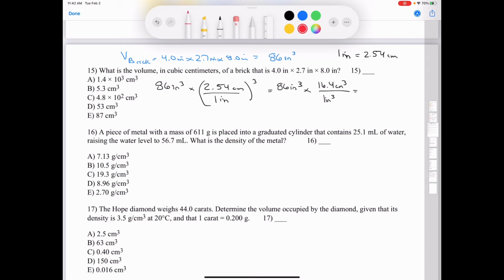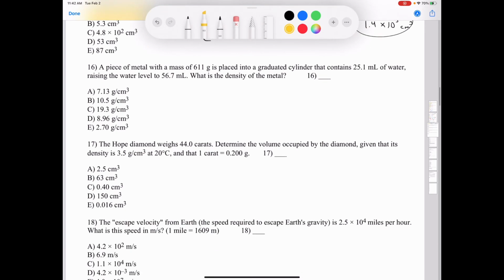Now I'm set up so the inches cubed will cancel, and I'll end up with my final answer in centimeters cubed. I can only report this final answer to 2 significant figures because I have 2 significant figures in the 86. So when I take 86 and multiply it by 16.4, you end up with 1,410.4. But again, we can only report that to 2 sig figs, so I'm going to use scientific notation, and I would report that as 1.4 times 10 to the 3rd power centimeters cubed as my final answer, and that is A. All right, let's move on and look at another problem, number 16.